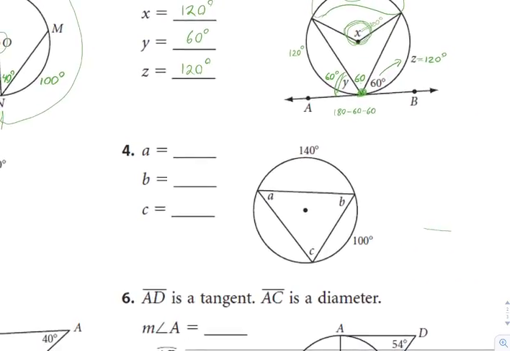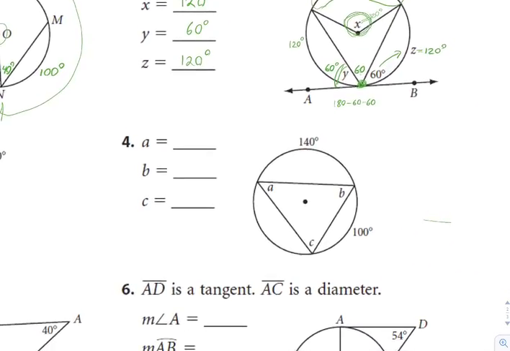Okay, over here, oh my goodness, just our bread and butter tricks, right? We got inscribed angle is half of 140, that's 70. Inscribed angle of 100, that's 50 degrees.